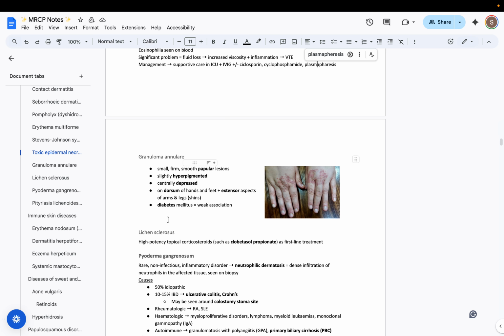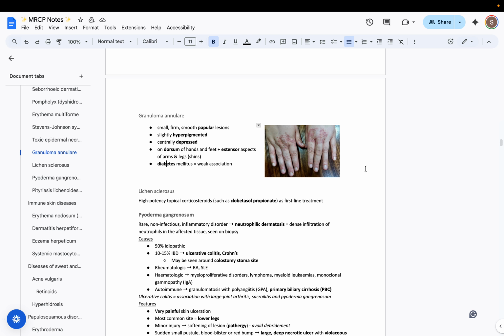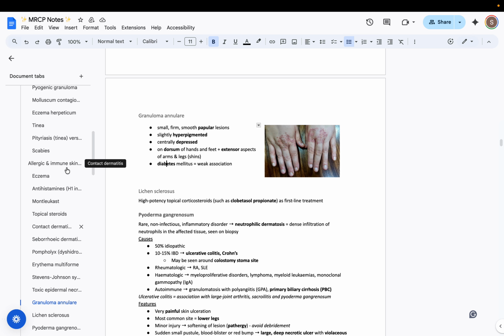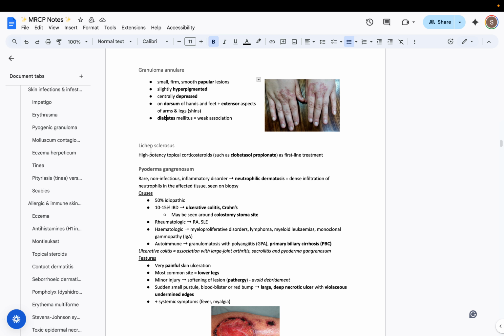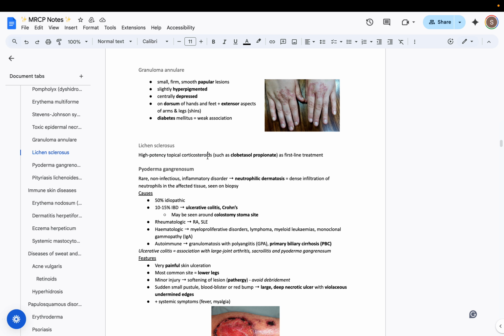Okay, now granuloma annulare is basically small, firm, smooth papular lesions. Wait, I feel like I remember something. Pyogenic granuloma. This is not the same as pyoderma gangrenosum, even though it sounds so similar. So granuloma annulare is hyperpigmented, depressed. It's associated with diabetes. Okay. Lichen sclerosus, first-line treatment is high-potency topical corticosteroid. Okay. Why is this even here? Shouldn't this be with the other lichens?